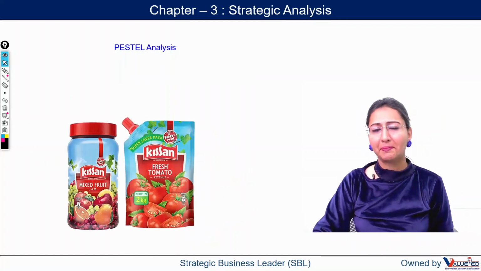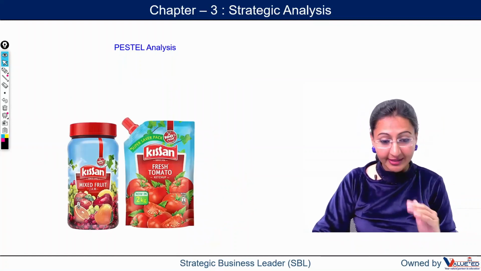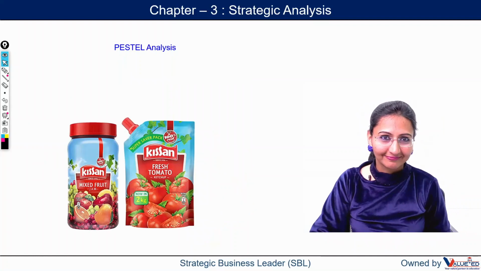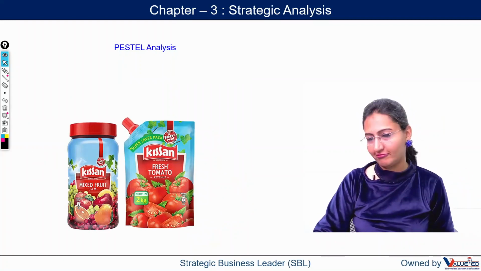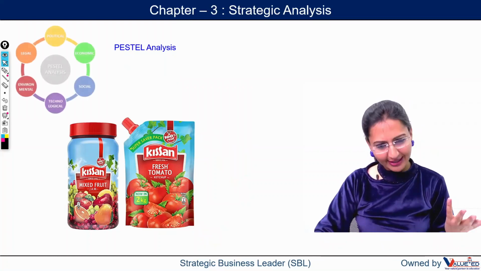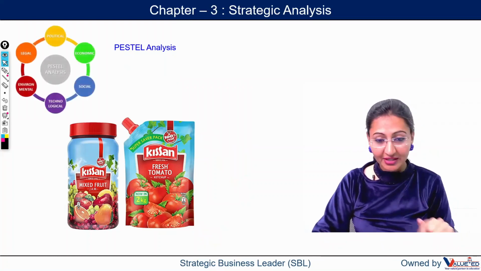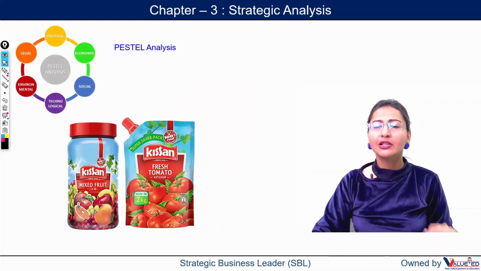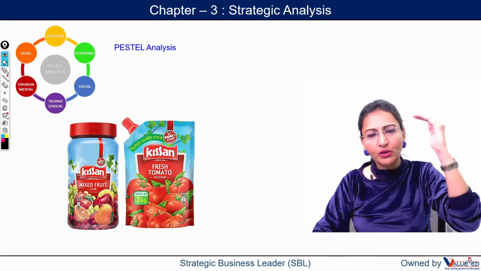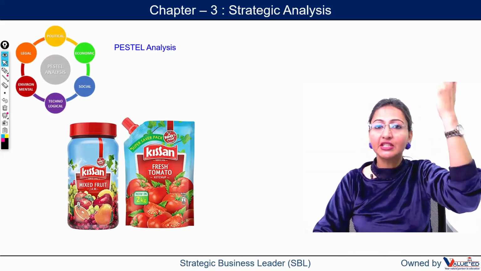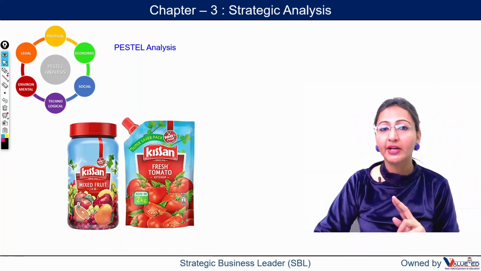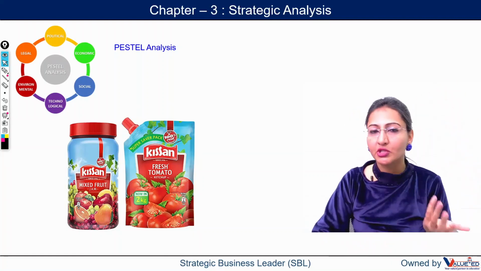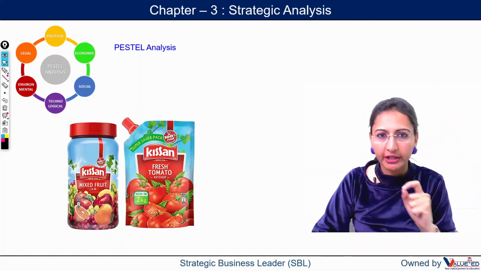Now let's take a practical example on this. Let's take an example of Kisan, the sauce and jam which we love, everybody loves. So let's take a small example on this. Let's first come to the political environment. Let's take something which is fictitious. When Kisan would have come to India, or when it would have started operations, it would have definitely thought of the political stability of India.